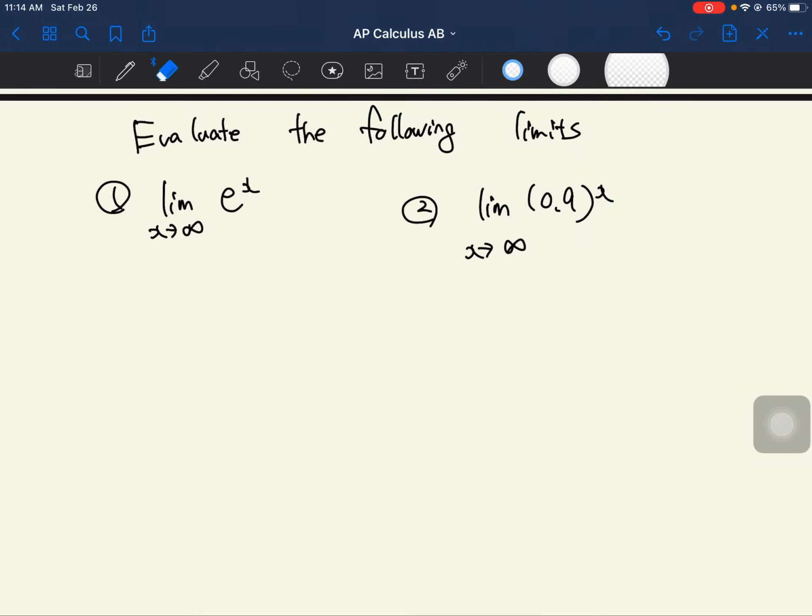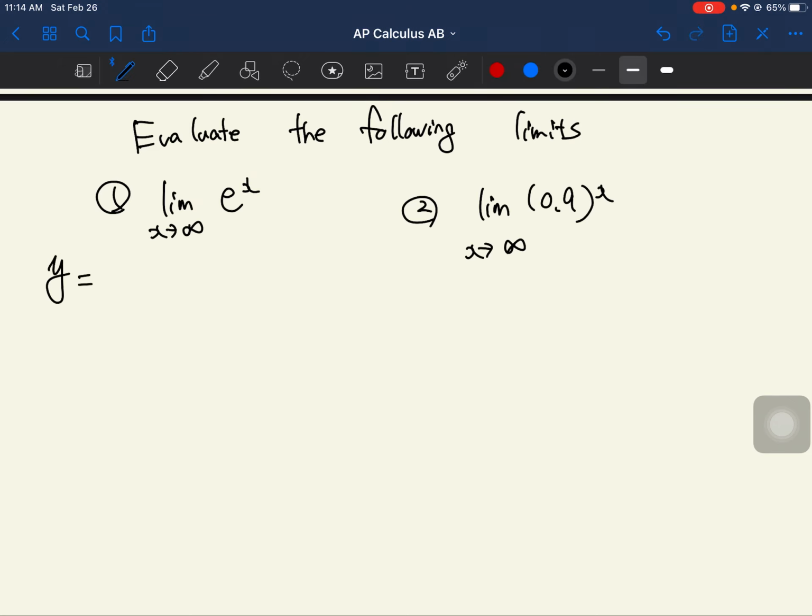Today, I'm here to explain about this question. Evaluate the following limits. Let's start with number 1. Limit e to the power of x as x approaches infinity. This might look a little bit complicated, but if you can draw the graph of e to the power of x, it's going to be really simple.